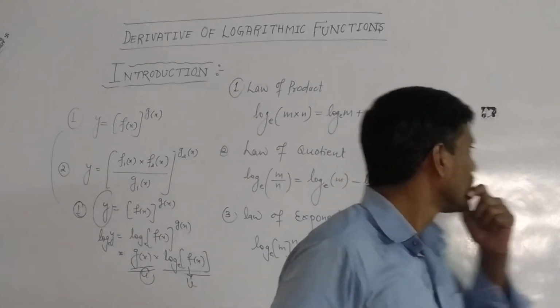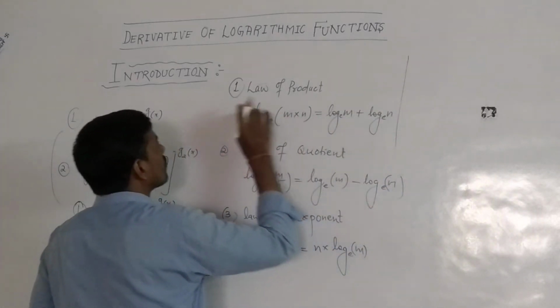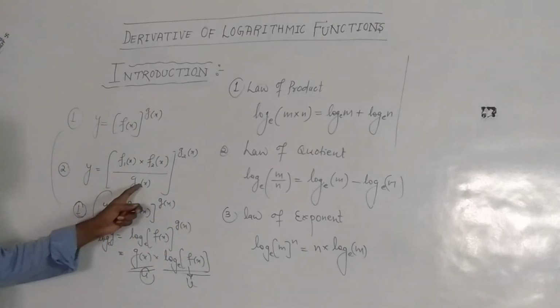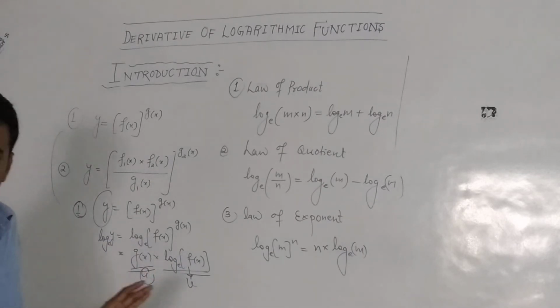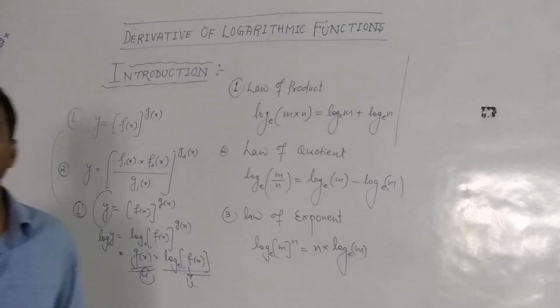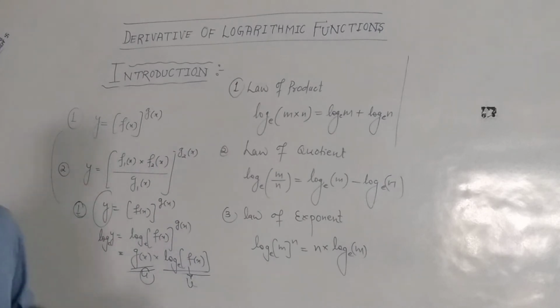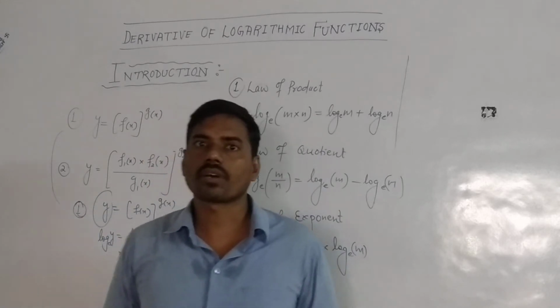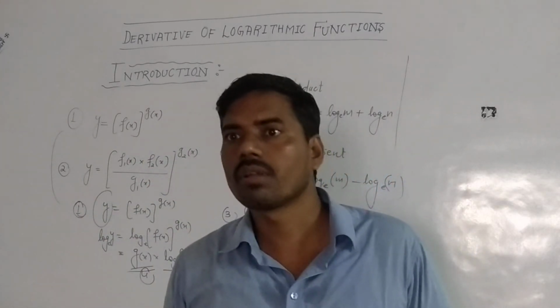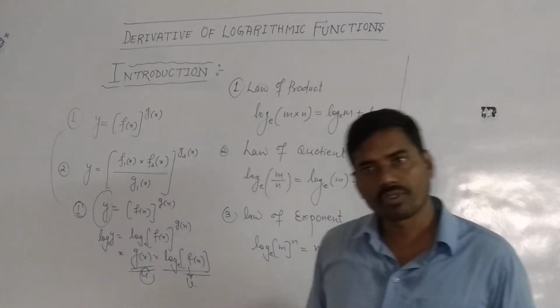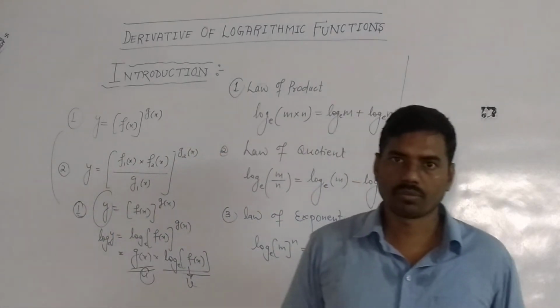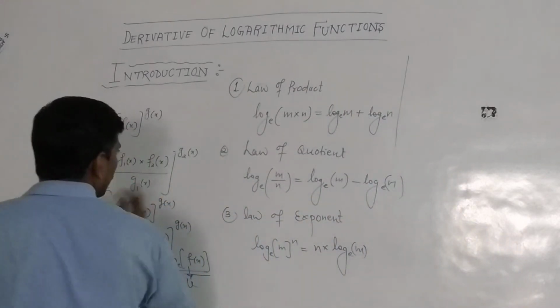Okay, let us discuss the second one, that is y is equal to f1x into f2x divided by g1x to the power g2x. This is a complicated function involving the product, quotient and power of different functions. If we apply the law of logarithm, we get a simplified form, and after applying the rule of derivative, we get the derivative of y. Okay, let us discuss the second part.